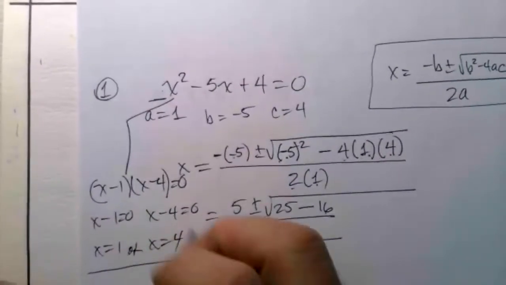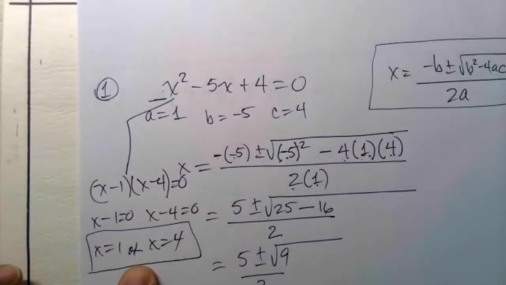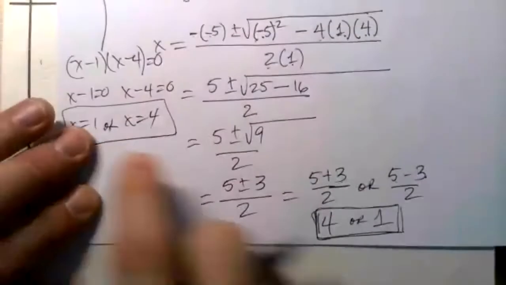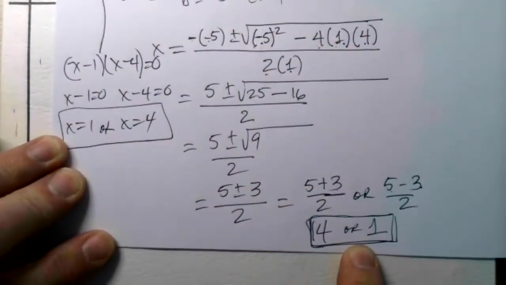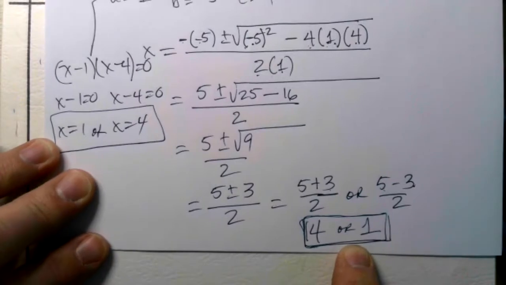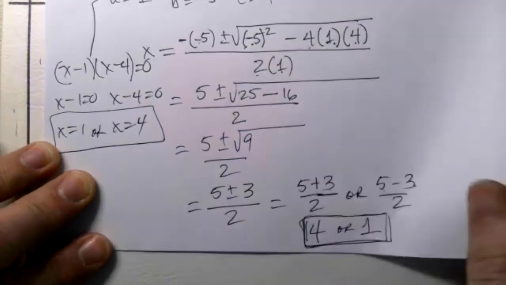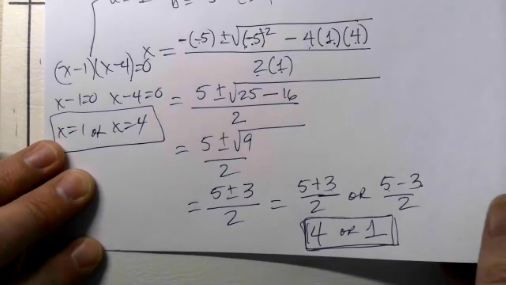So this would have been probably easier to solve by factoring, but I wanted to show you one that's quadratic formula with easy numbers, with numbers that look pretty. So if it comes out with easy numbers, that means we probably didn't need the quadratic formula, but that doesn't mean I wouldn't ask you to do quadratic formula anyway.